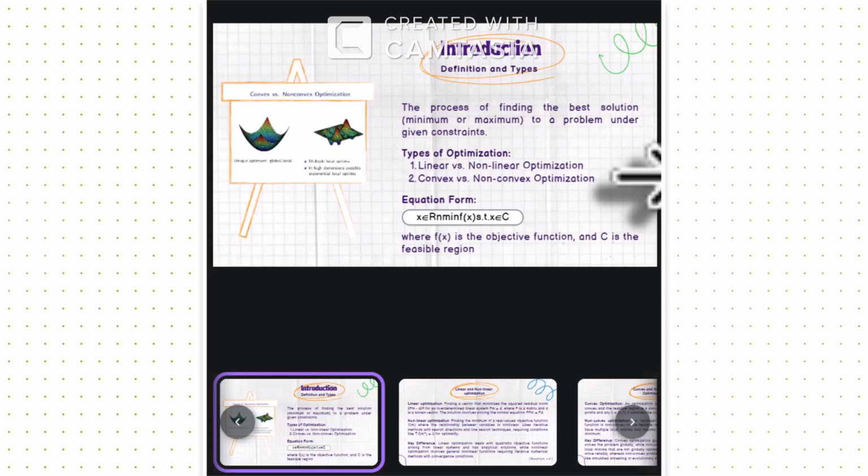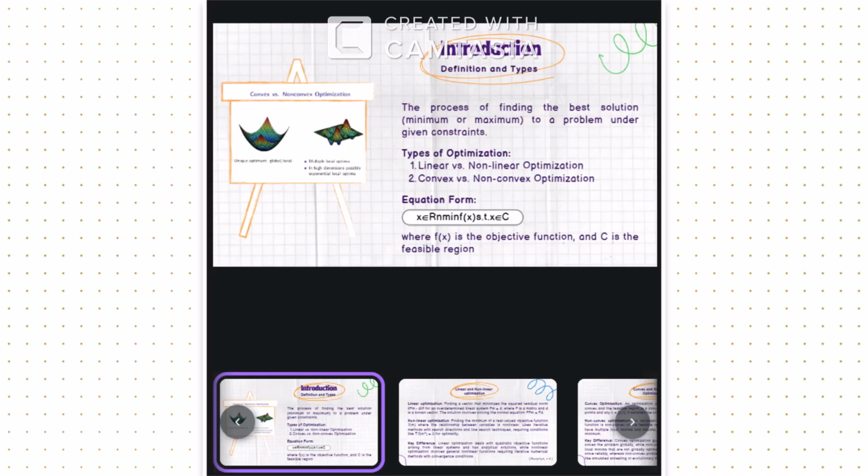The mathematical form of an optimization problem is often expressed as: minimize f(x) over all x belonging to R^n, subject to x belonging to the feasible region C, where x is the decision variable belonging to the n-dimensional real space, f(x) is the function to optimize, and C represents the set of permissible solutions.